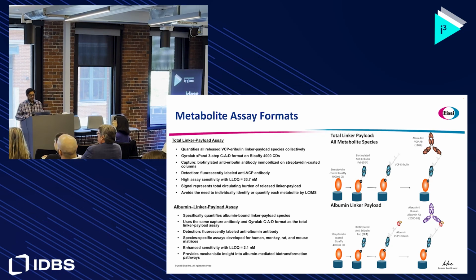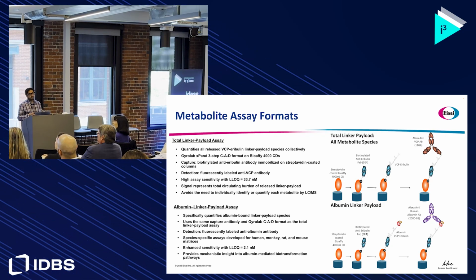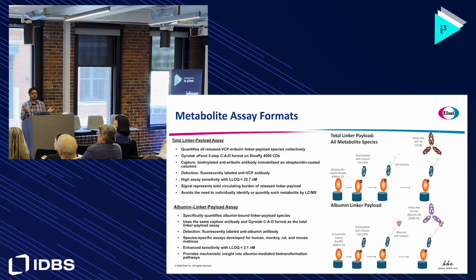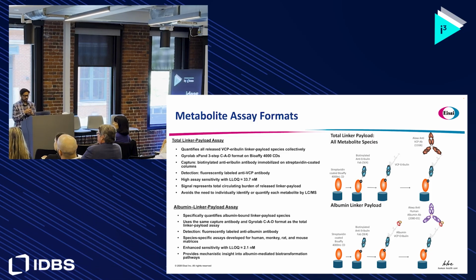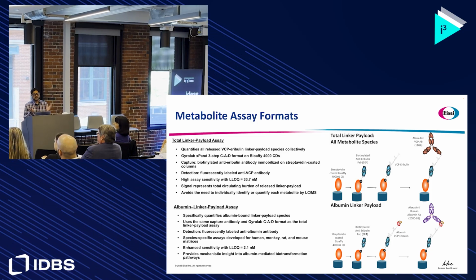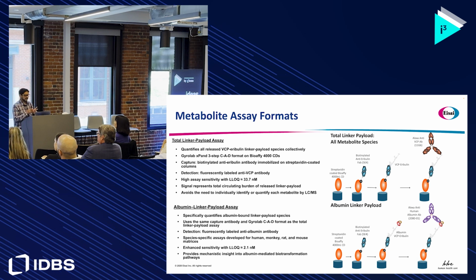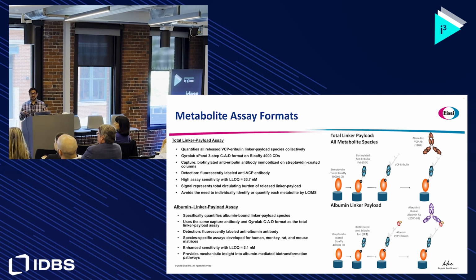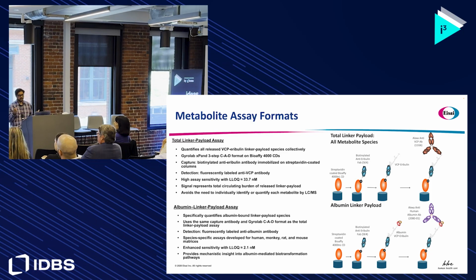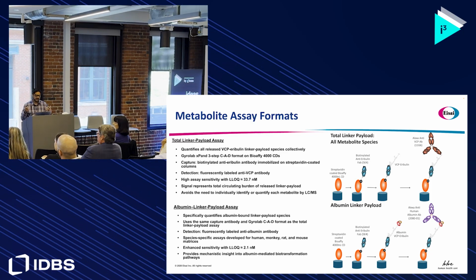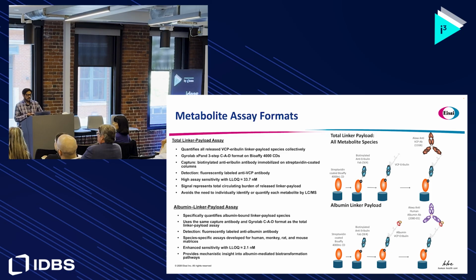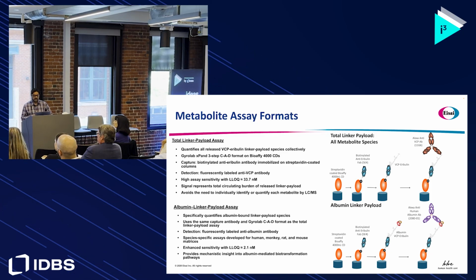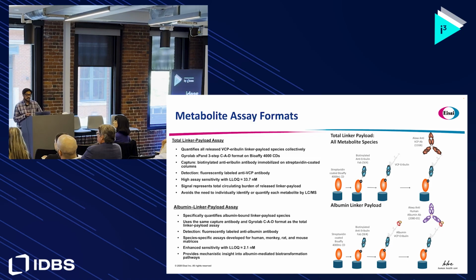So using this, we developed 2 methods. One, a total linker payload assay that can measure all the different metabolites I showed earlier, all in one assay. And then the second one is specifically on the albumin, because like I said, albumin is the one that we want to really monitor, because that could be the one that is circulating for a long time and may do damage. We got the sensitivity that we're looking for on the GyroLab platform, and these assays are really good.